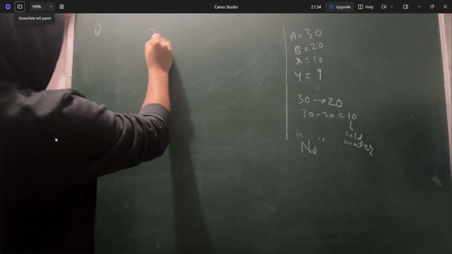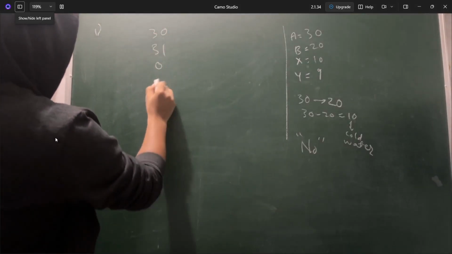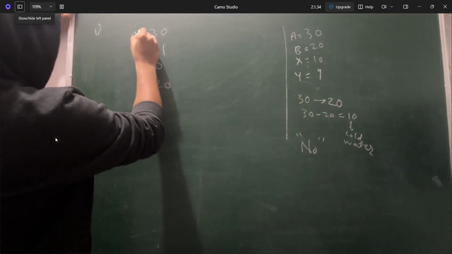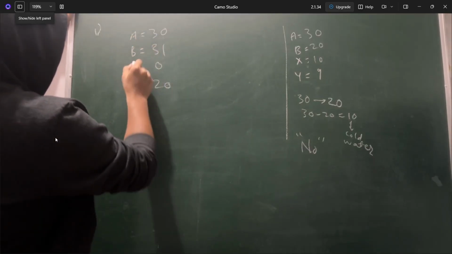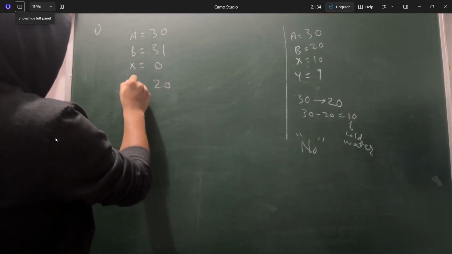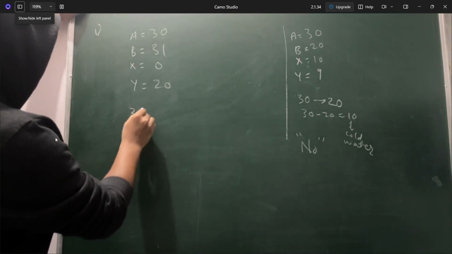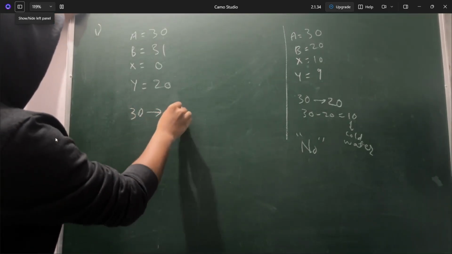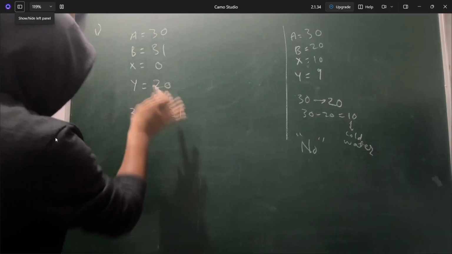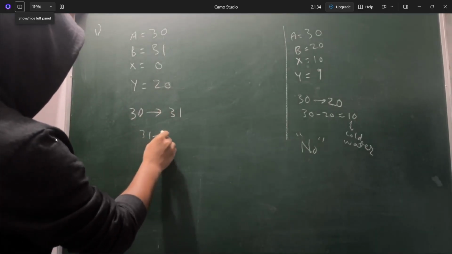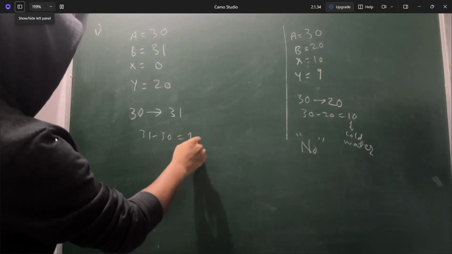So we have 30, 31, 0, 20. This is initial temperature, this is final temperature, this is X number of hot waters, this is cold water. So its temperature is 30 and the chef wants to achieve a temperature of 31, which means he needs to add hot water. How much? 31 minus 30 will give you 1 liter of hot water you need to add.